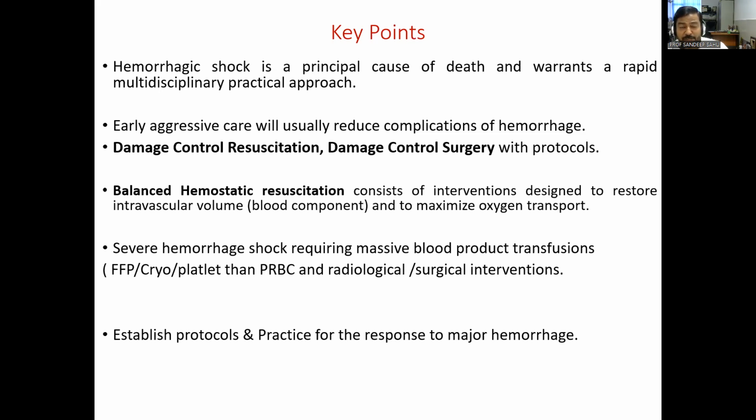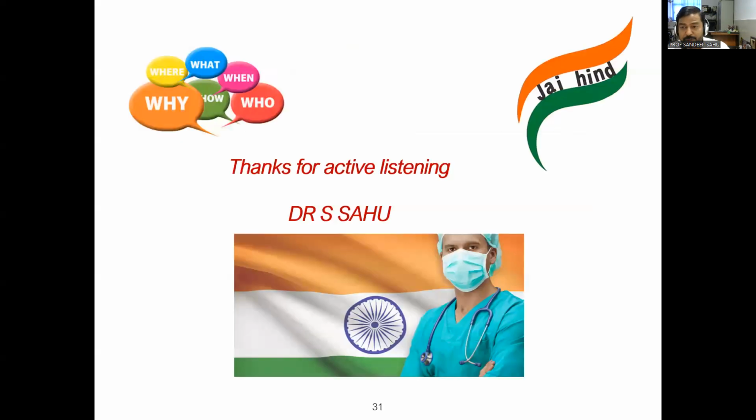With this, radiological and surgical interventions, where the interventional radiologist can be coupled, mean a hybrid OR is the choice, especially in trauma bleeding patients. That means one OT where the interventional radiologist, general surgeon and trauma surgeon work together to stop the bleed. And we should establish protocols and practices to manage hemorrhagic shock.